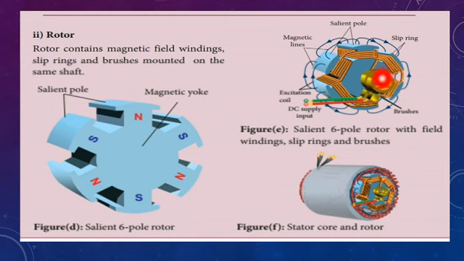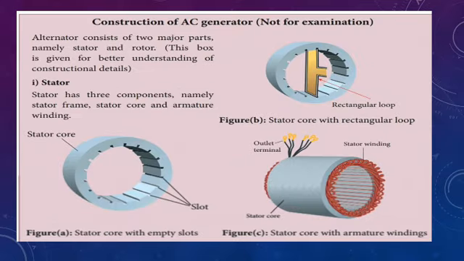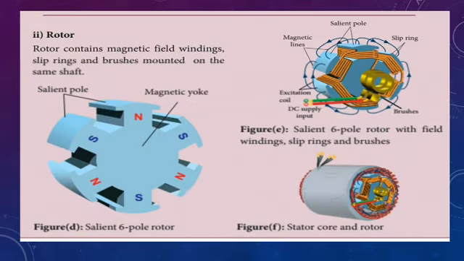This setup is placed inside the stator core. See this, inside this stator core. The output frame is the stator, so the rotor is placed inside the stator core. So these are the parts of the AC generator. Okay students, right.